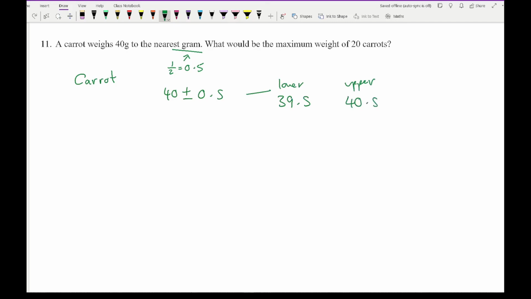Now, in order to get the maximum weight, so for the max weight, we need to then multiply 20 by the upper weight. So the maximum weight is going to be 20 times 40.5. And if I reach for my calculator to do just that calculation, I get 810.